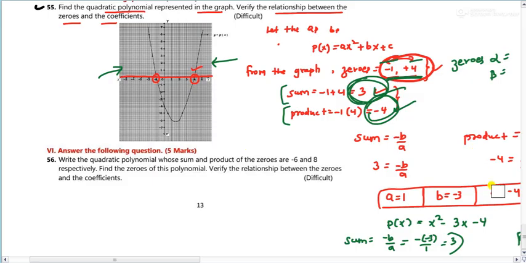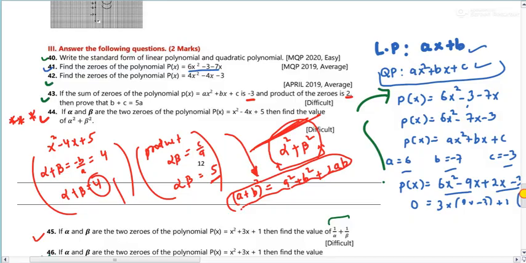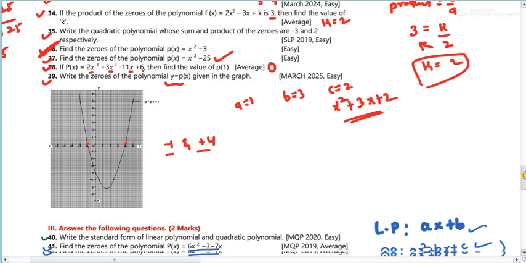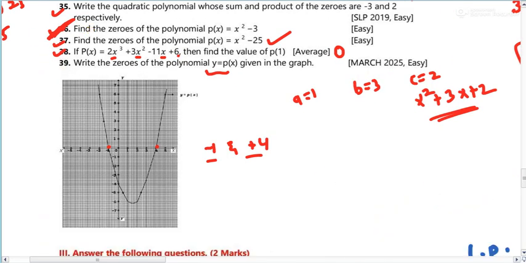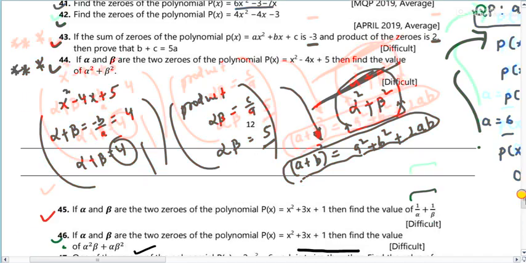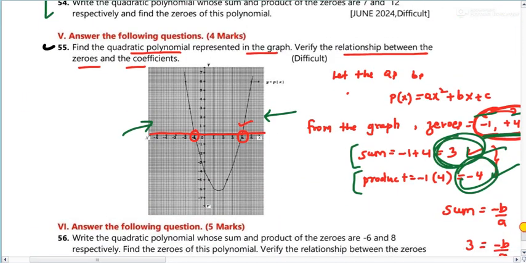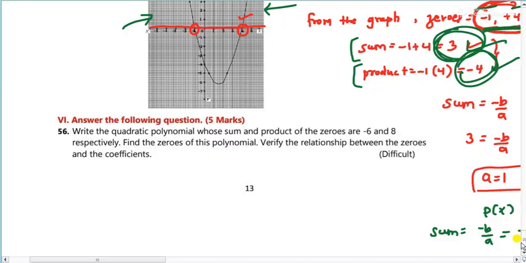I think we solved this question in the last. Yeah, here you can see question number 35, 39. Yesterday we already solved this. Find the zeros given in the graph. So it was minus 1 and 4. I think they have given the same question, same graph. This is for 1 mark, and if they ask you to verify, solve and all, that will be for 3 to 4 marks.